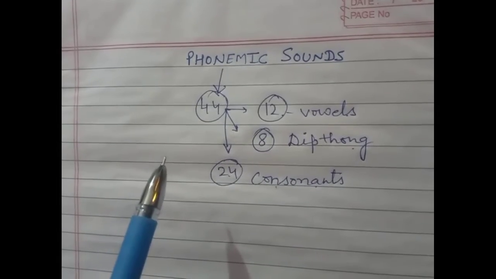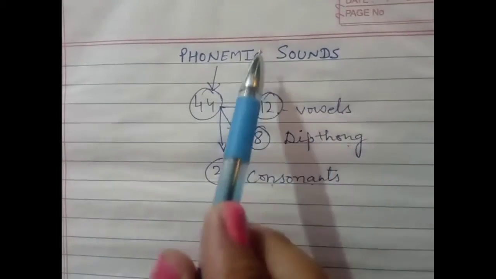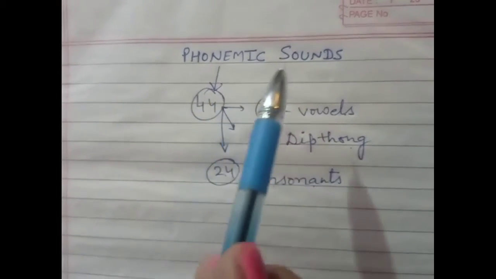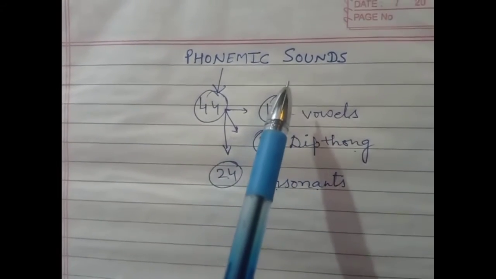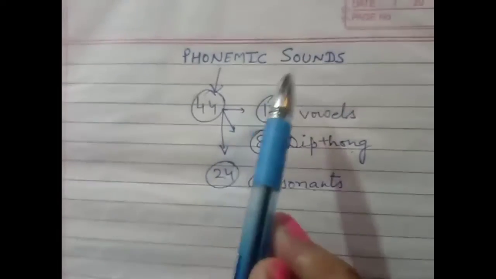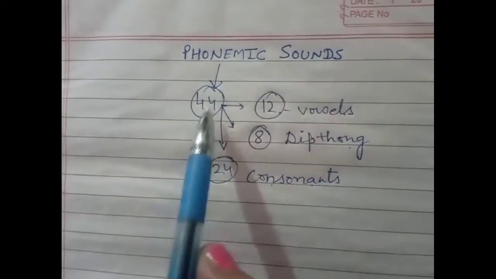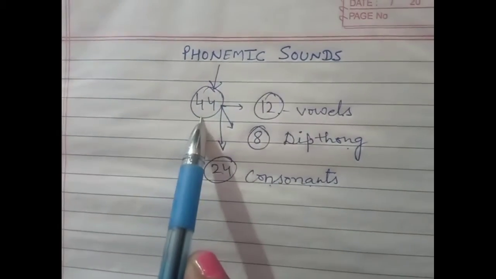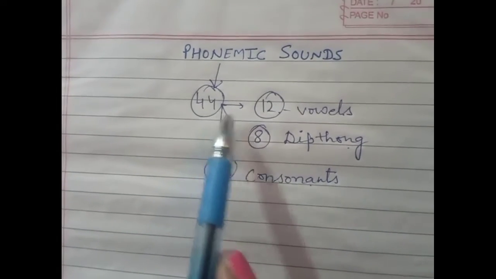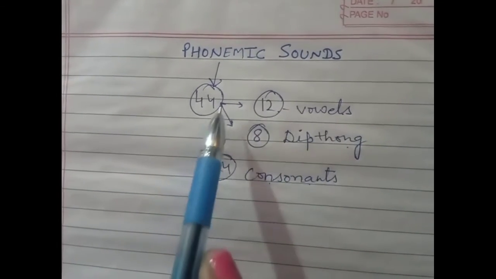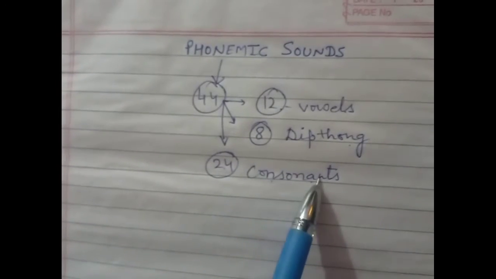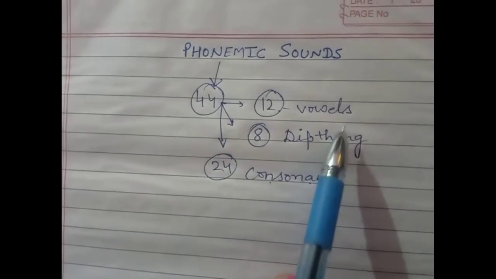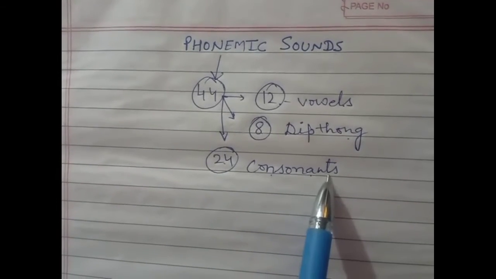Today I'll discuss with you phonemic sounds. These sounds play a very important role in speaking and in reading. And do you know how many phonemic sounds there are in the English language? There are 44 phonemic sounds in the English language, of which 12 are vowels, 8 are diphthongs, and 24 consonants. And do you know very well about vowels and consonants?